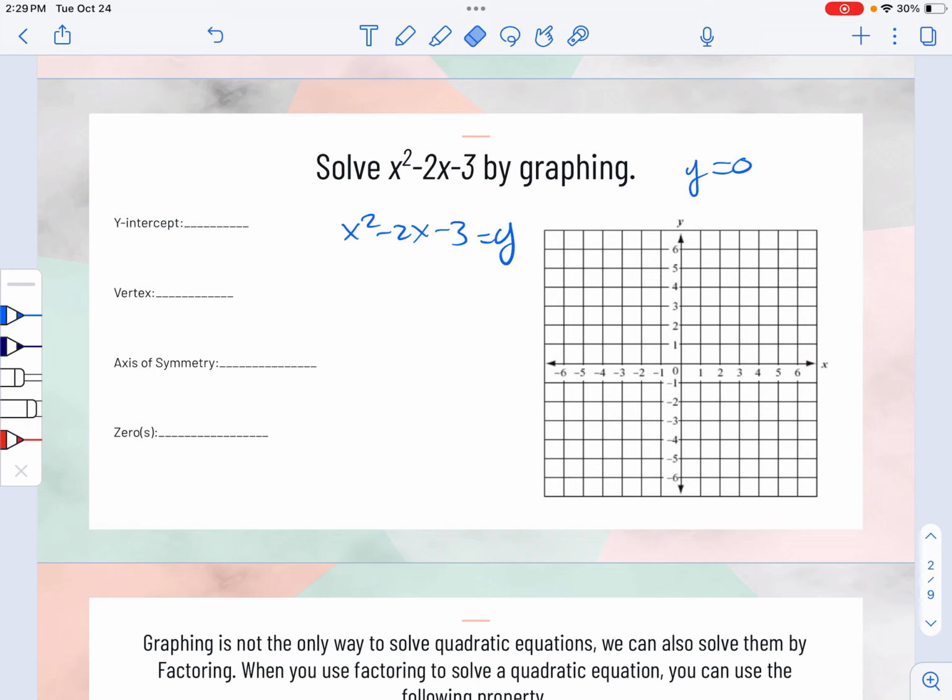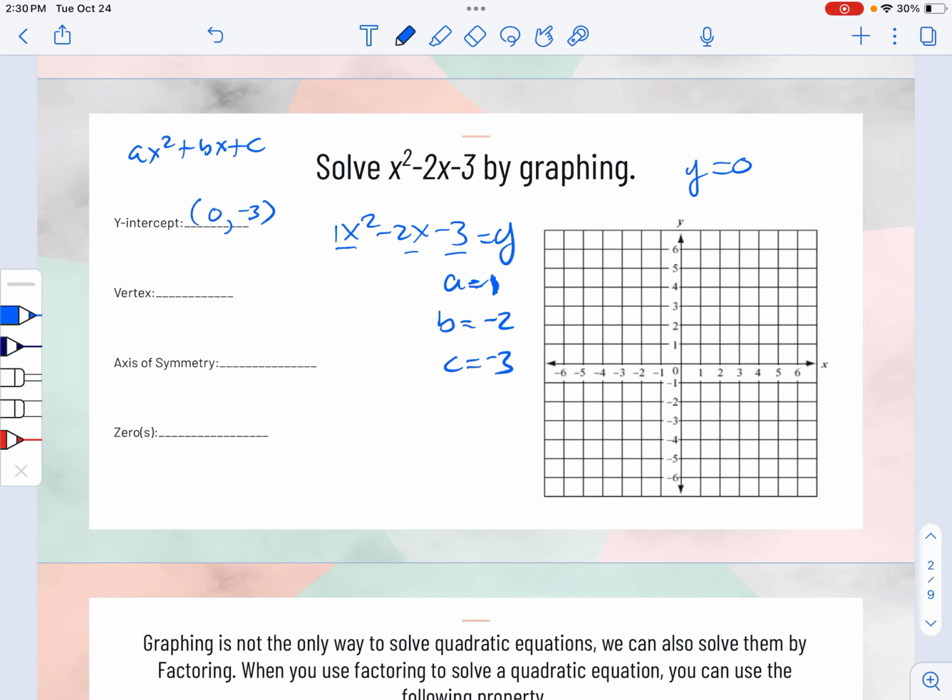So what do we know here? ax squared plus bx plus c. If it's in that form, what's my a? My a is this 1 right here, so a equals 1. That means it's going to open up because it's positive. B is equal to -2, and c is equal to -3. Now, if I plugged in 0 for x, the x squared and the x terms would cancel out, and all I'd be left with is -3. So my y-intercept is (0, -3). We'll use that in a little bit.